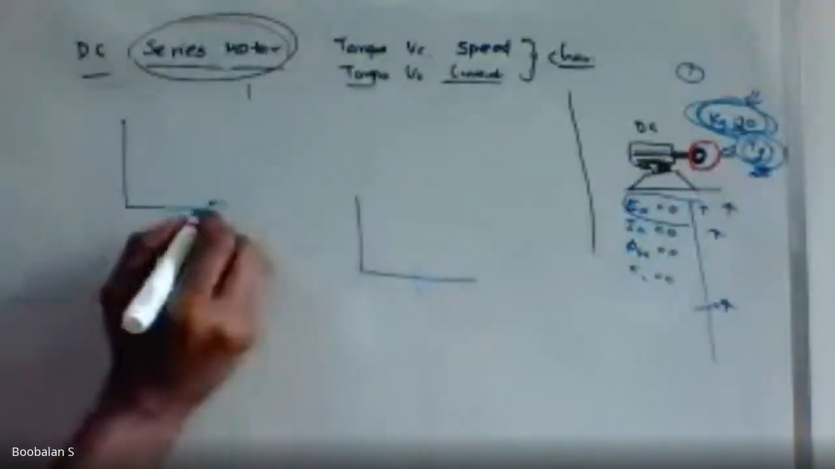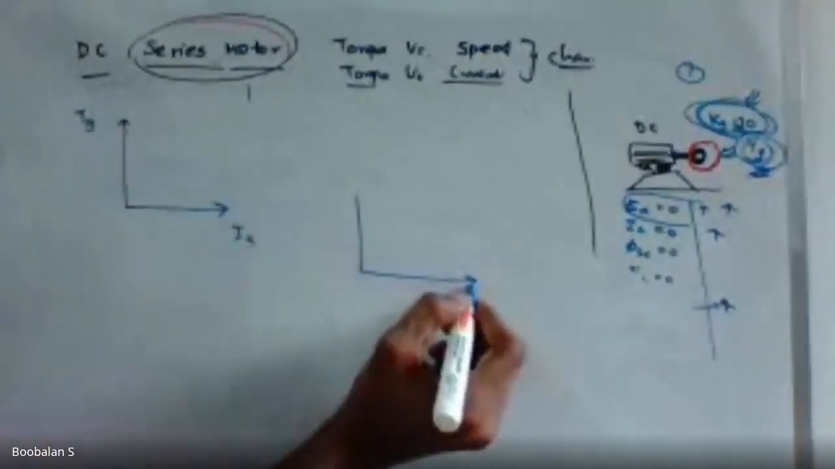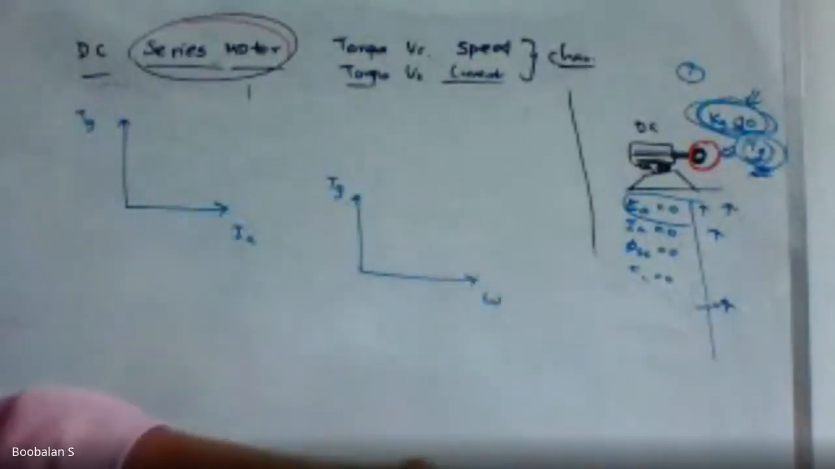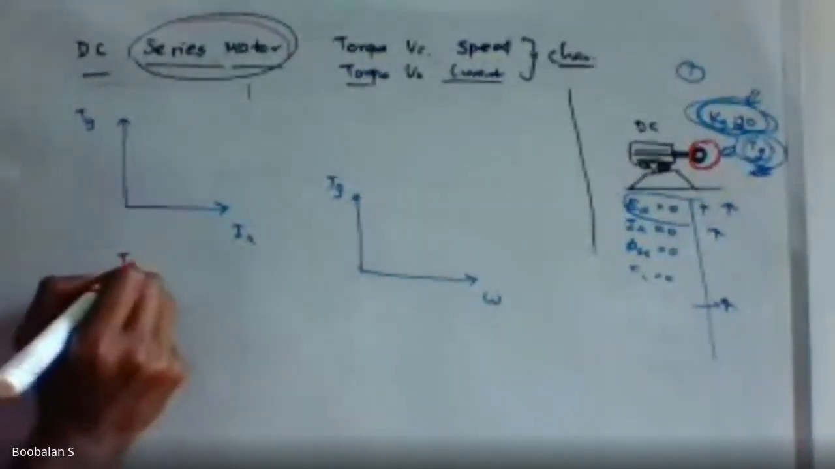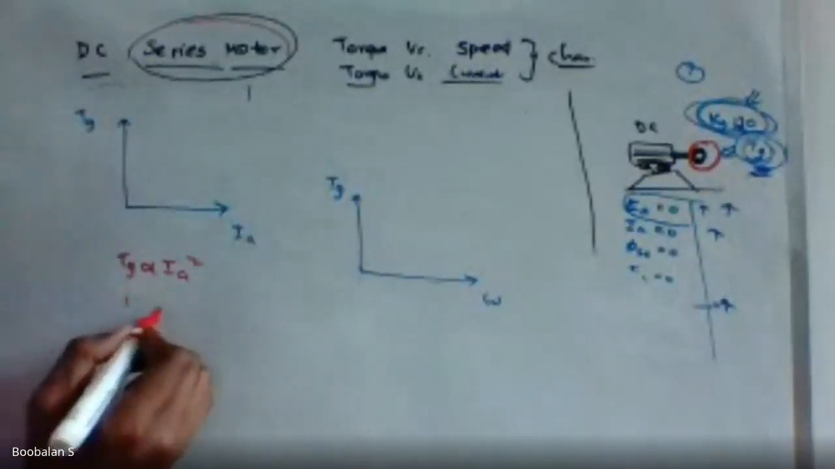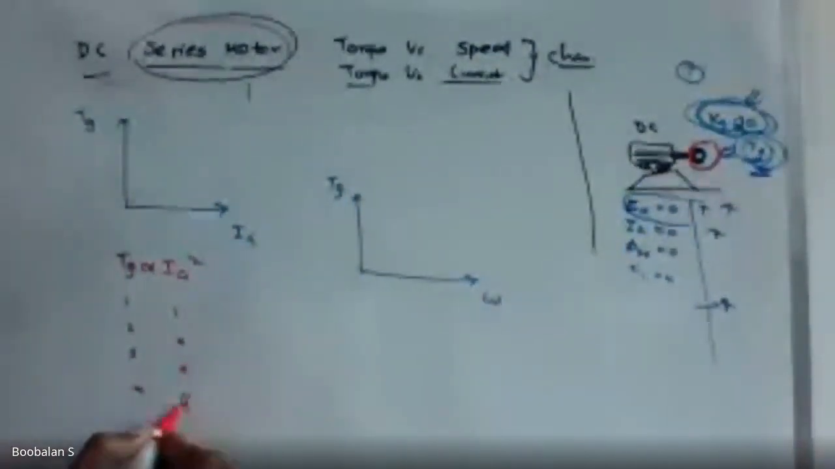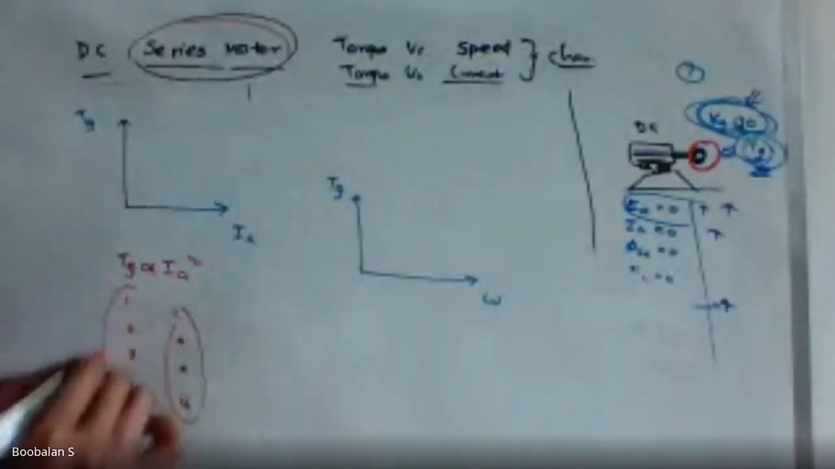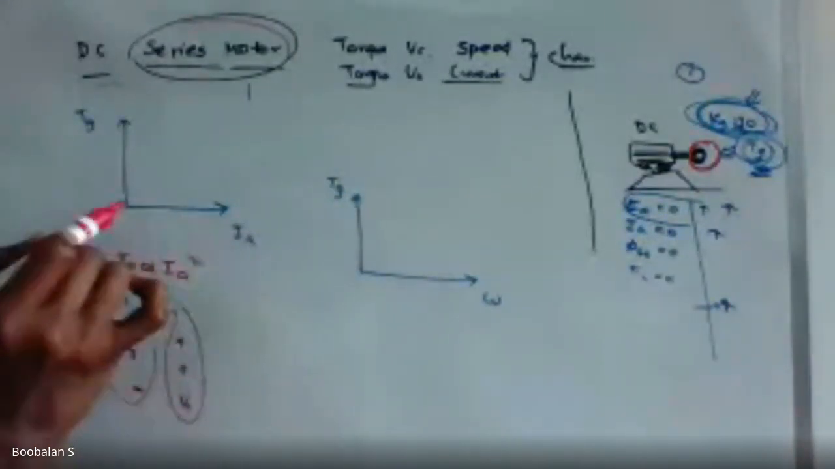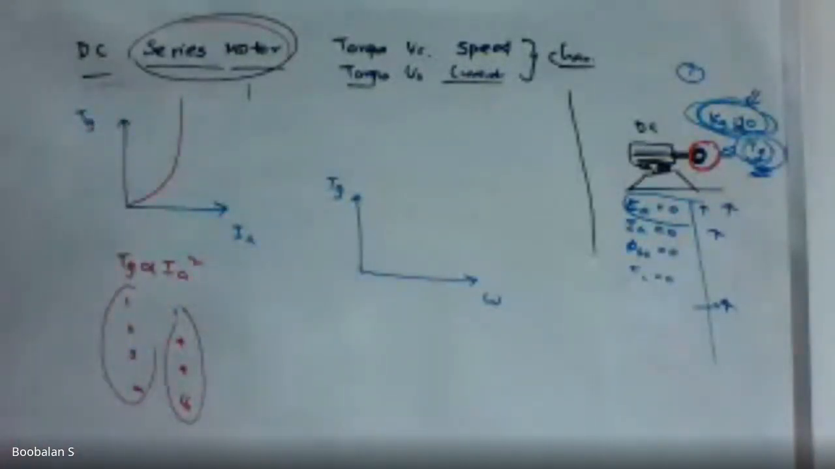This is called IA, this is called TG. This is electrical, this is mechanical. Here speed versus TG, both are mechanical. If you watch carefully, in my equation TG is directly proportional to IA squared. If IA is 1, TG is 1. If IA is 2, TG is 4. IA is 3, TG is 9. IA is 4, TG is 16. So it doesn't go linearly; it looks like a parabolic curve.